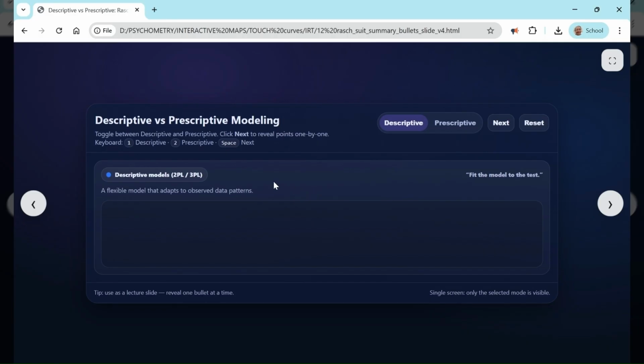So for a descriptive model, for example, in descriptive modeling like two-parameter and three-parameter logistics, it's a flexible model that adapts to observed data patterns.